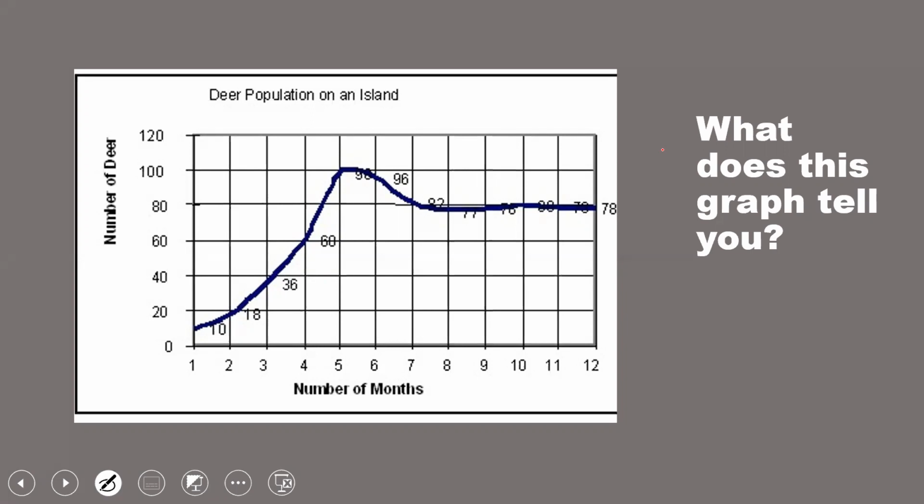Okay, which month has the highest amount of deer? There it says number of months. Oh, 5. Okay. All right, month number 5 has the highest population of deer. Which month has the lowest population of deer? 1. Let's make some connections there. What month is number 1?